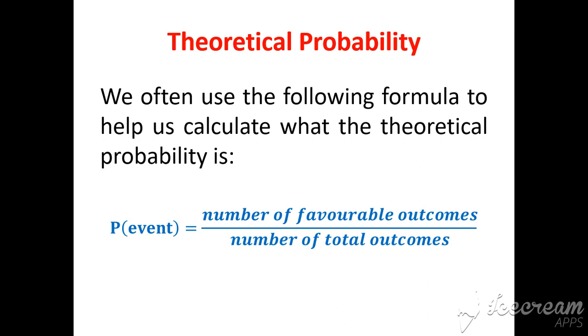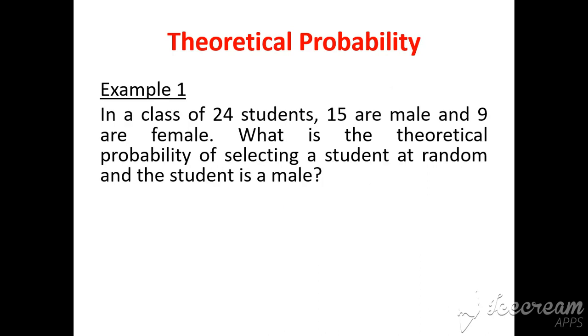We often use the following formula to help us calculate the theoretical probability. We often use P for probability. The P of an event happening is equal to, on the top of the fraction, the number of favourable outcomes, and on the bottom of the fraction, the number of total outcomes. So let's get into it and show you how this formula works.